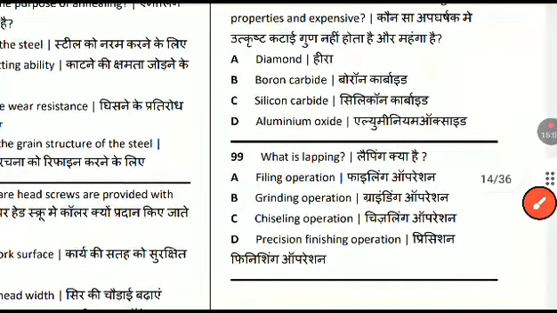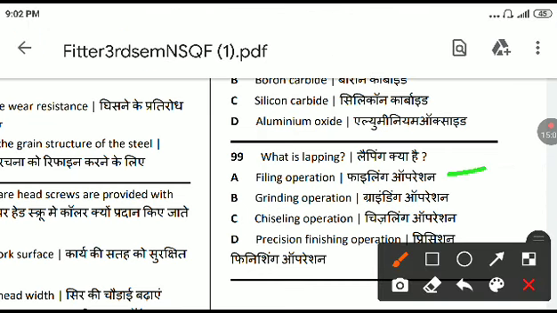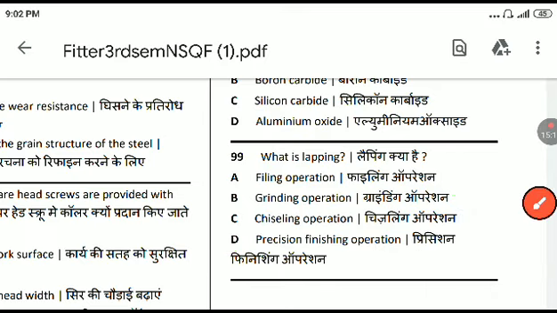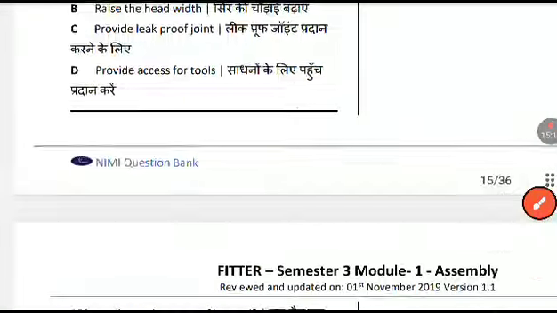What is lapping? Filing operation? Not. Grinding operation? Not. Chiseling operation? Not. Precision finishing operation. Lapping is a precision finishing operation.